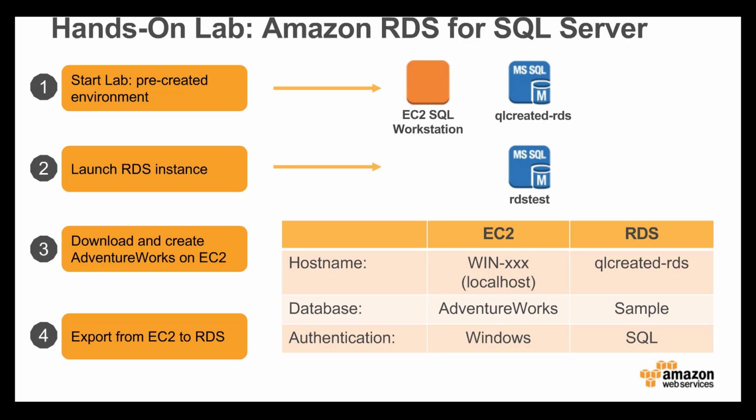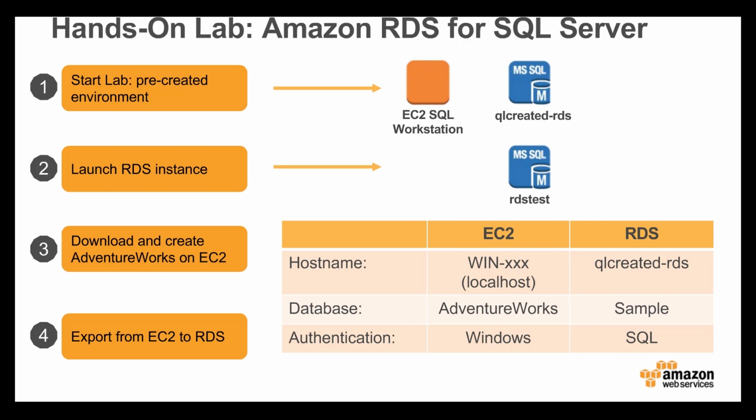Third, you're going to use PowerShell to download the AdventureWorks database for Microsoft. And then we're going to create it in the SQL workstation or the SQL on EC2 instance. Then fourth, you will export that AdventureWorks from your EC2 instance into your RDS instance. And really the purpose of that is to demonstrate how easily you can migrate a database to the cloud.